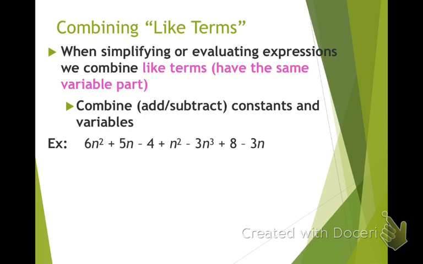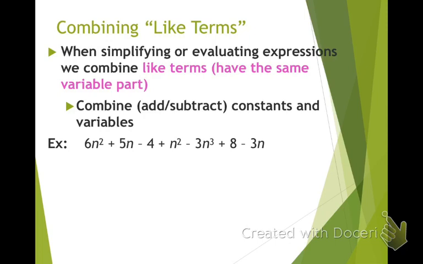Then whenever we combine like terms, okay, we're simplifying and evaluating expressions. Basically, you want to combine like terms. They have to have the same variable part. Okay, so adding and subtracting is combining. Whenever you combine, you can still subtract and combine because you're just adding a negative number is all you're really doing. So the constants and the variables.